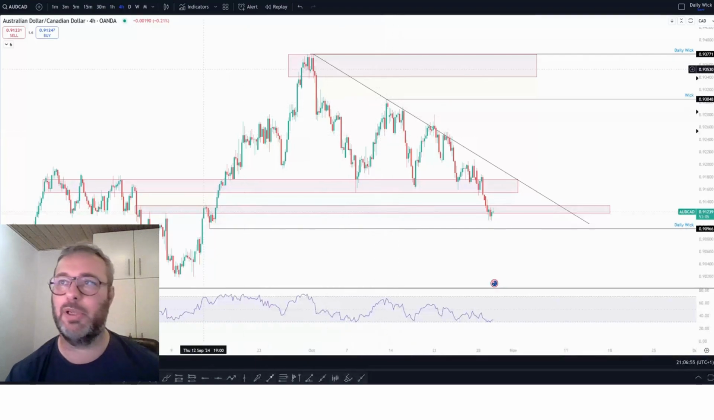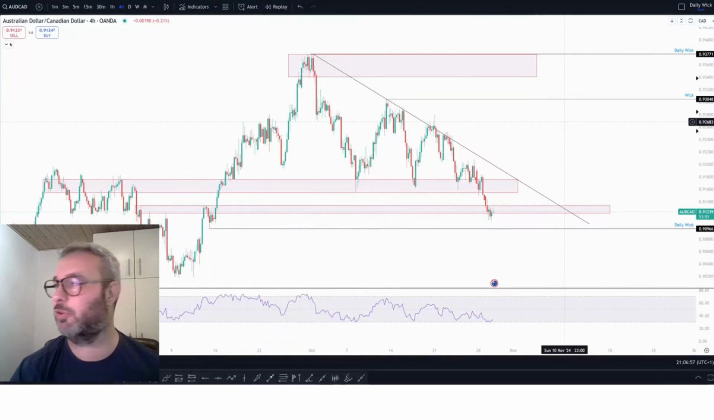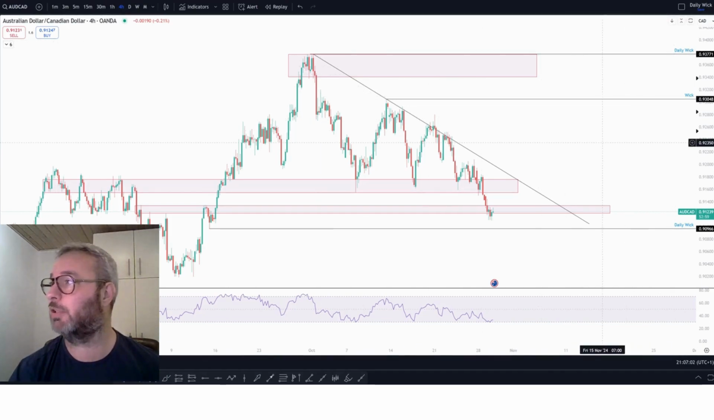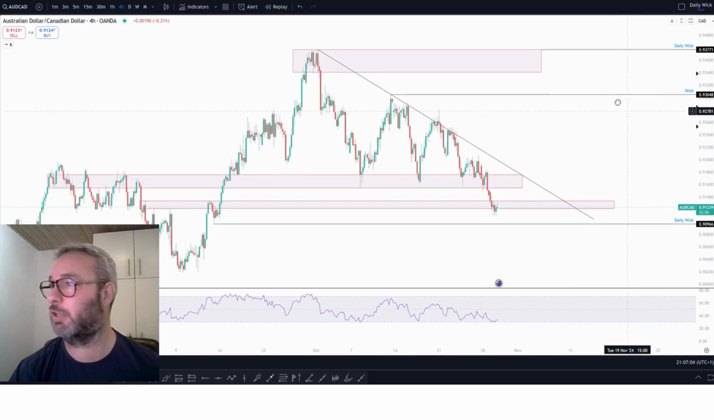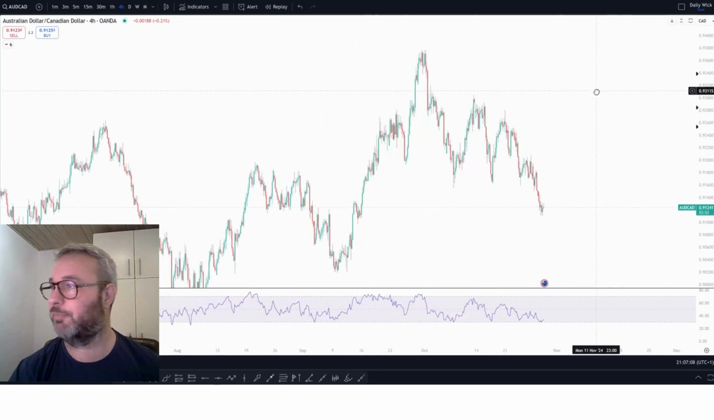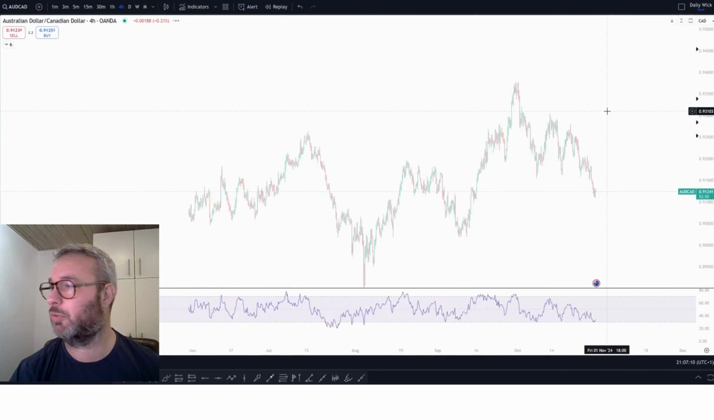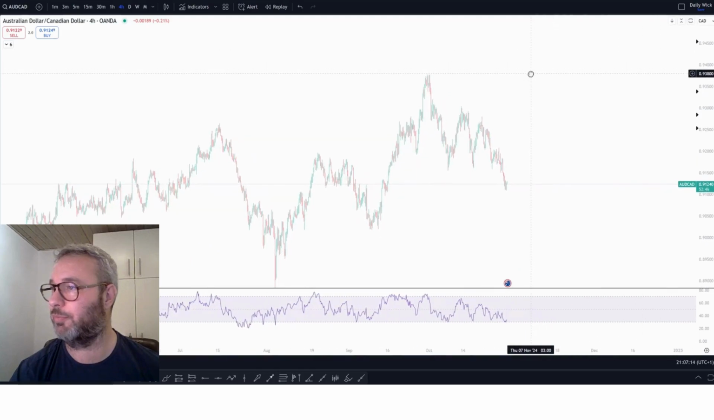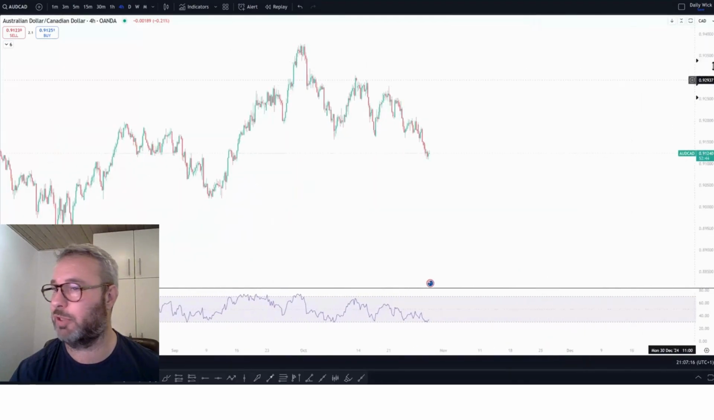So here we are at the 4-hour chart on my forex pairs, and we start from the alphabetical end. I'll start with AUD CAD. Yeah, and I start with deleting everything. So first we start with trend lines.